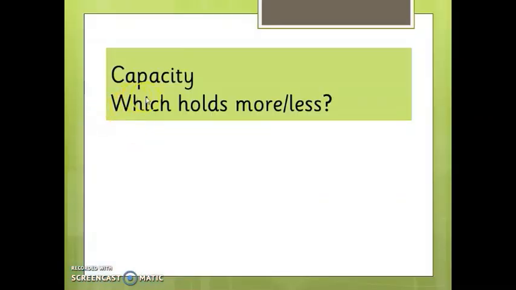Our next activity in data handling is capacity. Dear students, I hope you all remember in capacity, we compare and record the capacity of the container, that is, which holds more and which holds less. For the recall, let us do an activity.